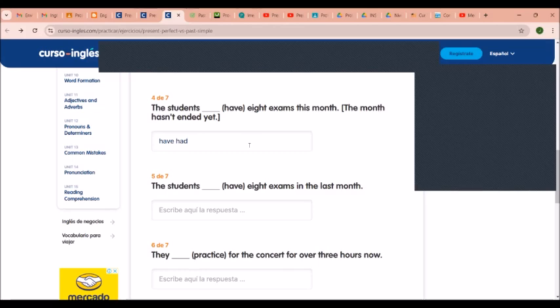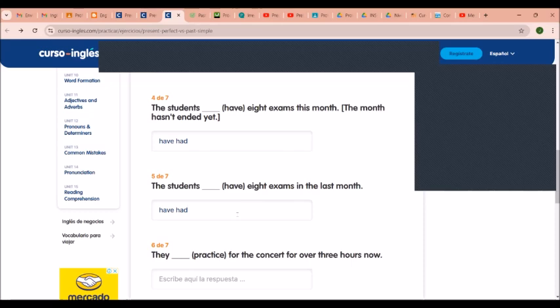All right, and the same thing for this one in number 5. In the last month, the whole period, Jose Ivan. What would we use here? The students have 8 exams in the last month. Same as before, have had. In the period of 30 days, including the present, han tenido 8 exámenes en este mes pasado.